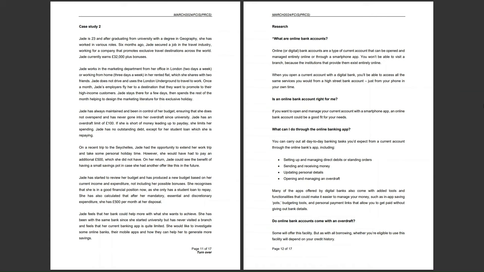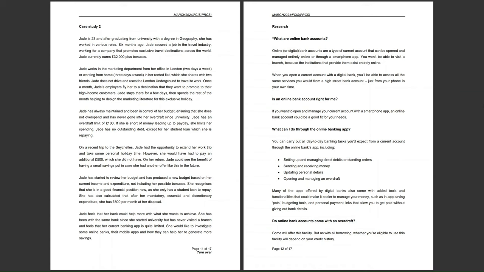Fifth paragraph. Jade has started to review her budget and has produced a new budget based on her current income and expenditure, not including her possible bonuses. She recognises that she is in a good financial position now as she only has a student loan to repay. She has also calculated that after her mandatory, essential and discretionary expenditure, she has £500 per month at her disposal.